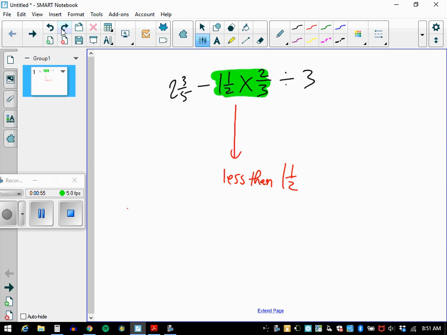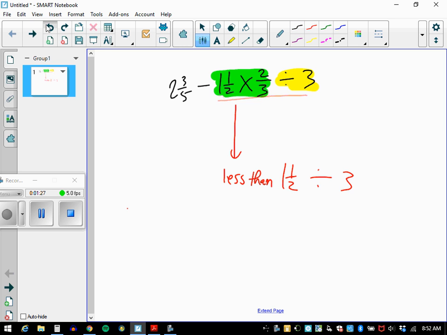And when I take something less than 1.5, the next step I have to do is divide it by 3. So something less than 1.5 divided by 3 is going to be even less than 1.5. In fact, it's going to be less than 1, isn't it? When you think about it. So when I do all of this, this should be less than 1. And I'm just reasoning this out. So therefore, 2 3/5 take away something that's less than 1 has to be a positive answer, I think.